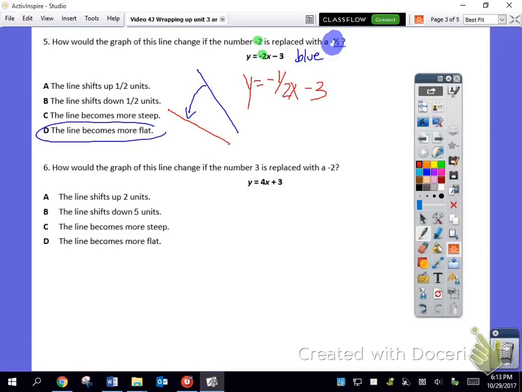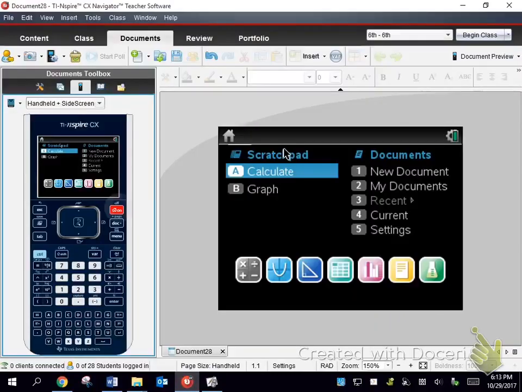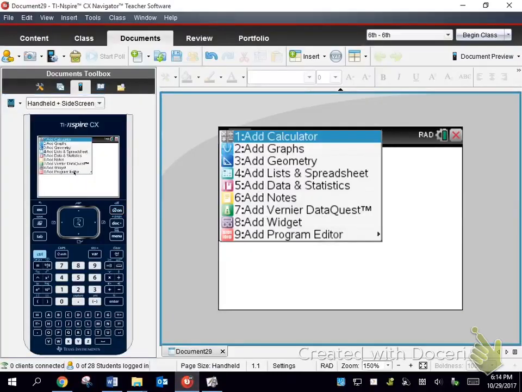Number 6. So I'm going to go to a brand new one, and I'm going to change where the number 3 is replaced with a negative 2. So 4x minus 2. This one's going to be blue, and my second one is now going to be a red line, the one that has a negative 2 in it. So 4x minus 2. All right, so let's go and graph to a brand new document.